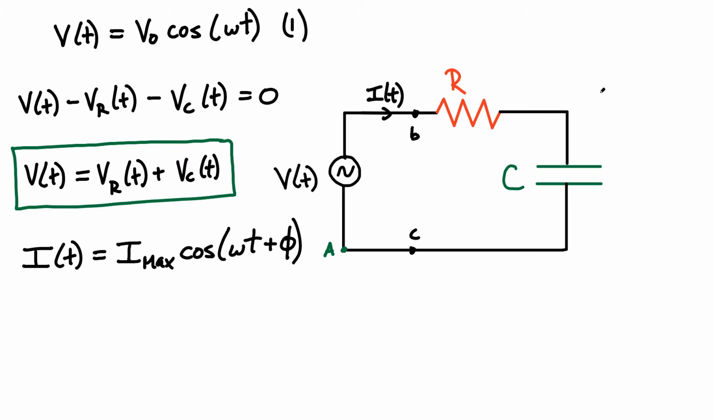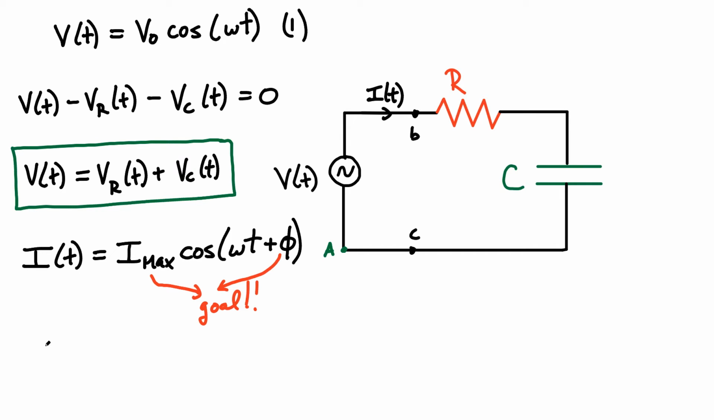So what I'm going to do now is some circuit analysis, because our goal here is really to find what both of those things are. That's the goal of all of this circuit analysis. If we can find the maximum current and the phase angle, I can then use that information to find the voltage across the resistor, VR of t, and also the voltage across the capacitor.